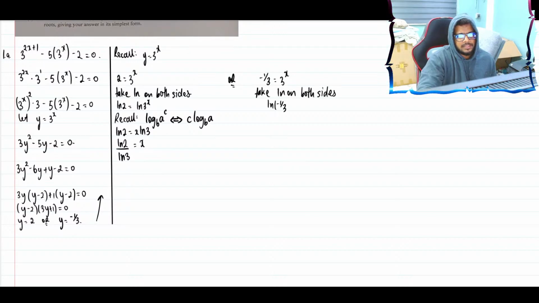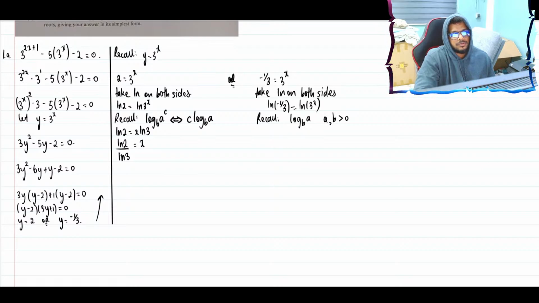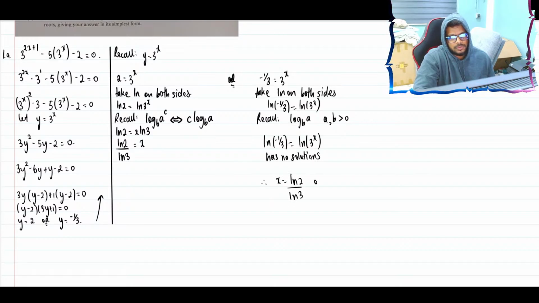ln of minus a third is ln of 3 to the power x. There's a problem, and I have to tell the people. Recall that if I have log of a to base b, both a and b must be greater than 0. So ln of minus 1/3 is equal to ln of 3 to the power x. This has no solutions. Therefore, x is just ln 2 over ln 3 only.